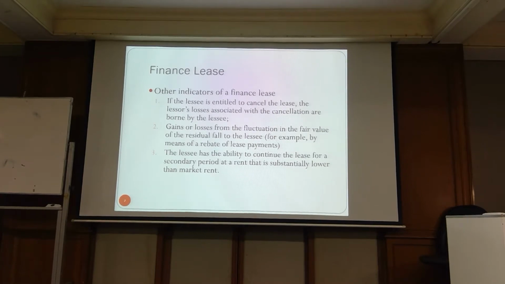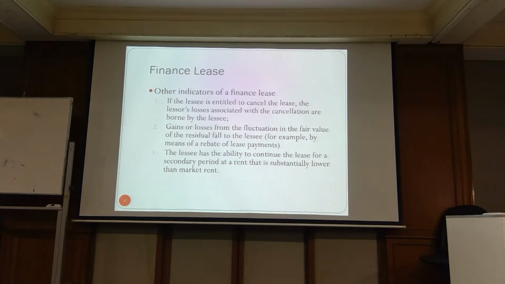This shows the intention that I'm taking care of it, I'm responsible for what happens to this asset. Gain or loss from fluctuations of the fair value of the residual goes to the lessee. It looks like the lessee is taking care of the risk, isn't it? If the machine price drops or goes up, I'm taking care of that. So it's all yours.